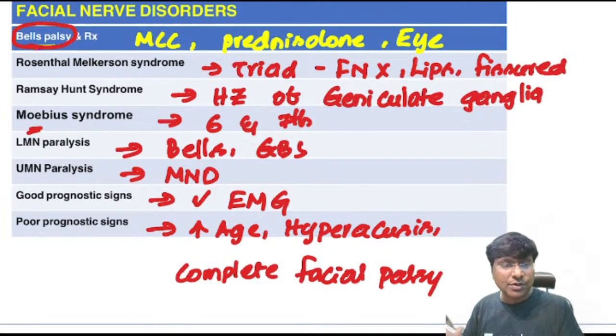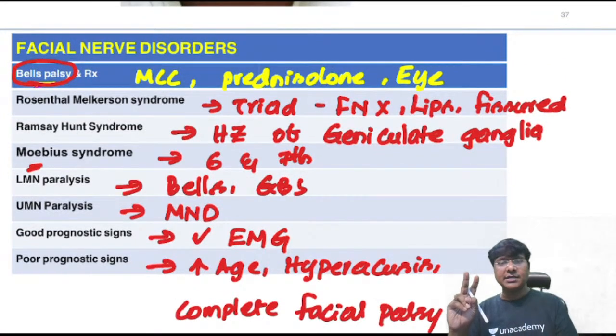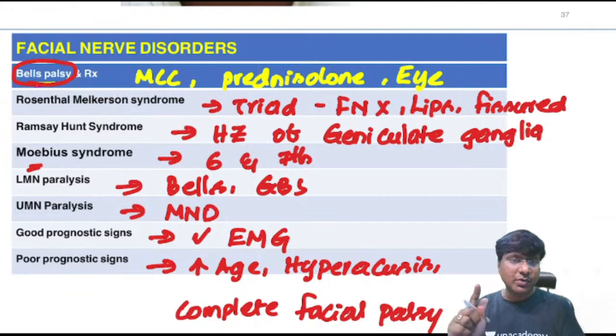So this is about your facial nerve palsy within just 4 to 5 minutes. After having discussed, two important cranial nerve disorders are very important for your exam. One is trigeminal neuralgia and the other one is the facial nerve.